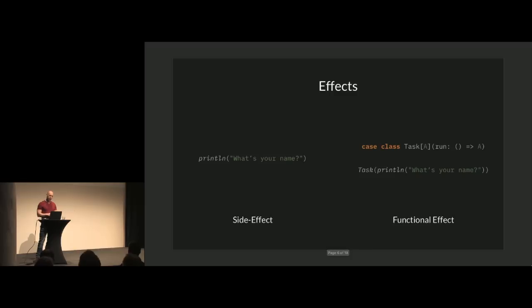And the simplest possible way you can imagine this is with a print line statement. The print line statement in Scala is going to actually print to the console. But you could build the data structure called Task here that doesn't actually print to the console, but you can take the print to the console side effect and you can store it inside that data structure. And now you have an immutable value that describes the operation of printing a line of text to the console. That's the difference between a side effect and a functional effect. Doing versus describing.